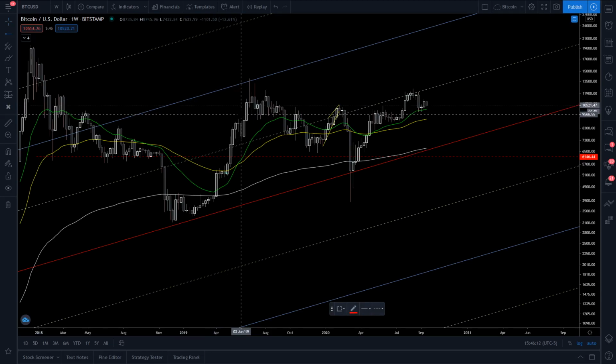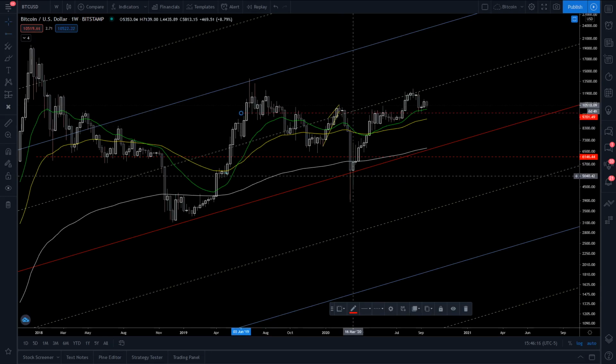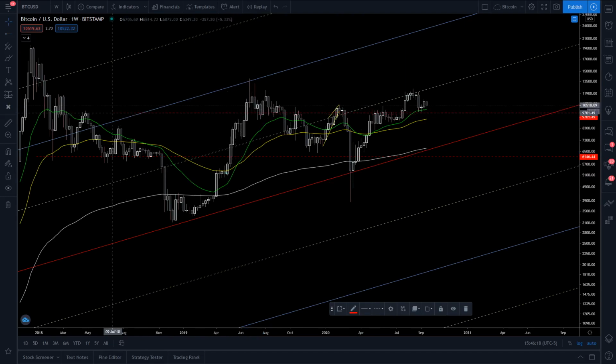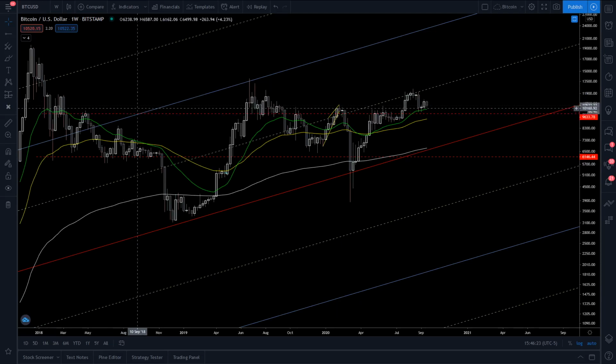It's a little bit choppy there, but I think that pretty much does it. Let's look over here for a little bit more clarity. Yep, there we go. Now look at that.